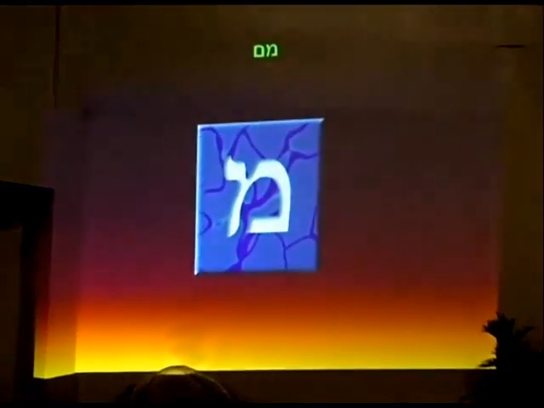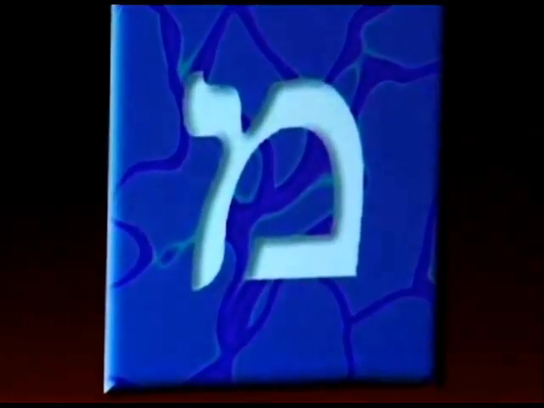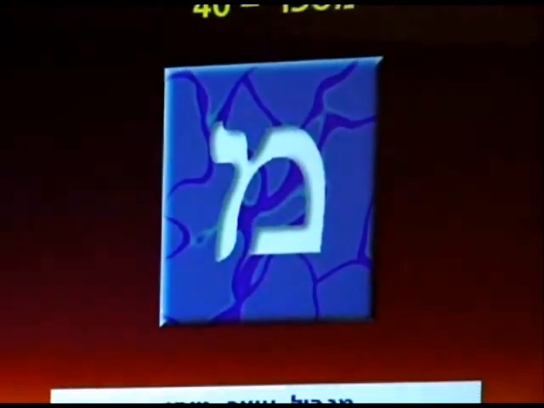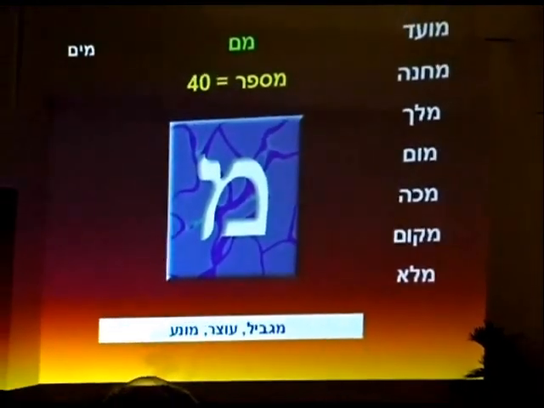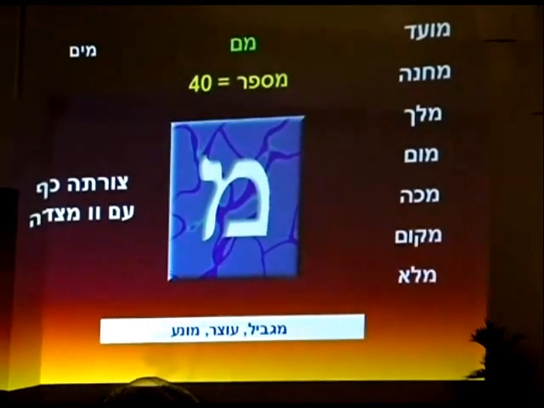Mem. Number 40, mem is mayim, water. And you will find the mem also delimiting or stopping or holding back. So in the following list of words, moed, a holiday, because it is a certain time of the year. It stops. You stop there to celebrate the holiday. Machane, a camp. Melech, mum, a defect, a blemish. Makkah, a wound. Makom, a place. Maleh, full. All basically referring to a particular spot, a delimited place, something that has happened in a particular area. And the mem looks like a kaf with a vav on its side.